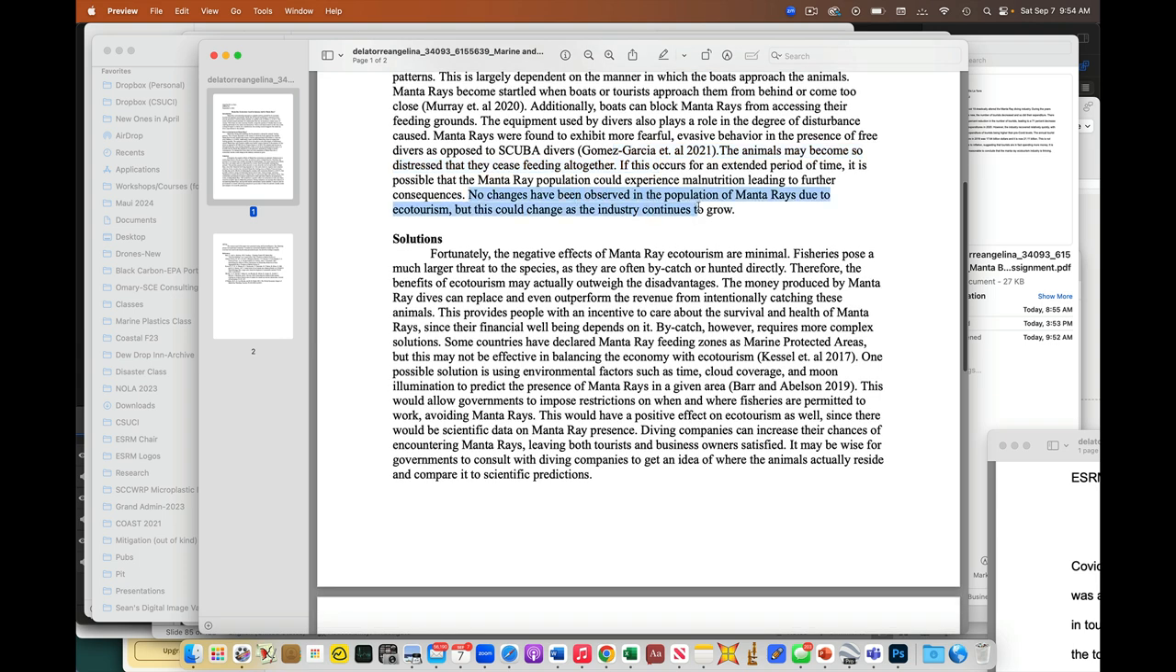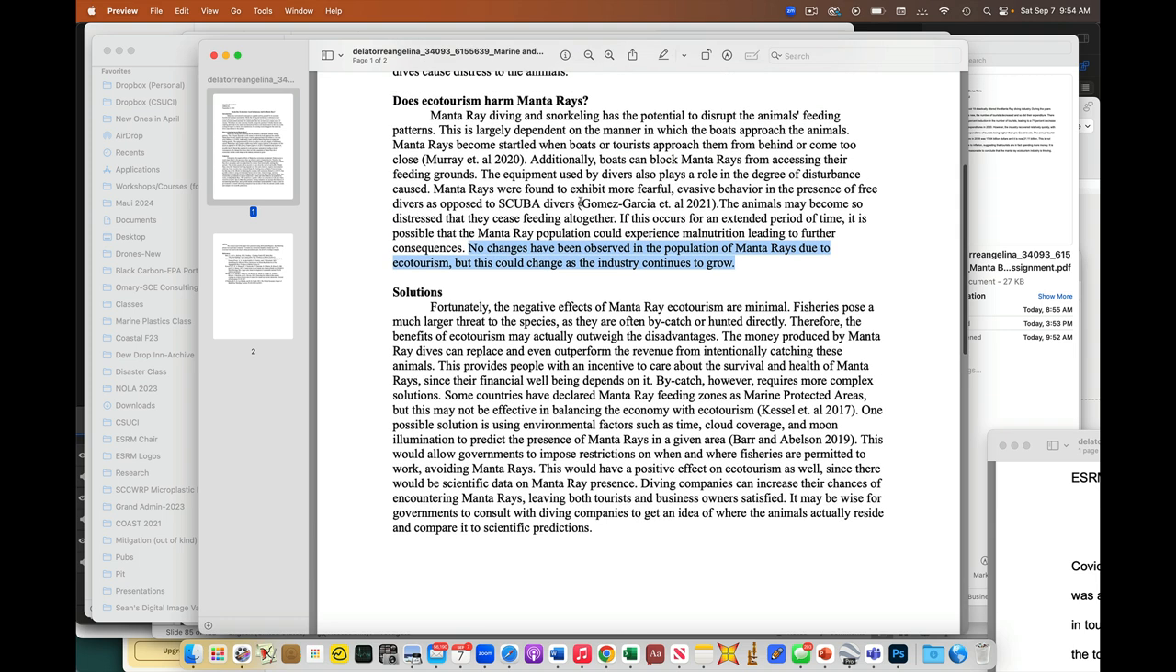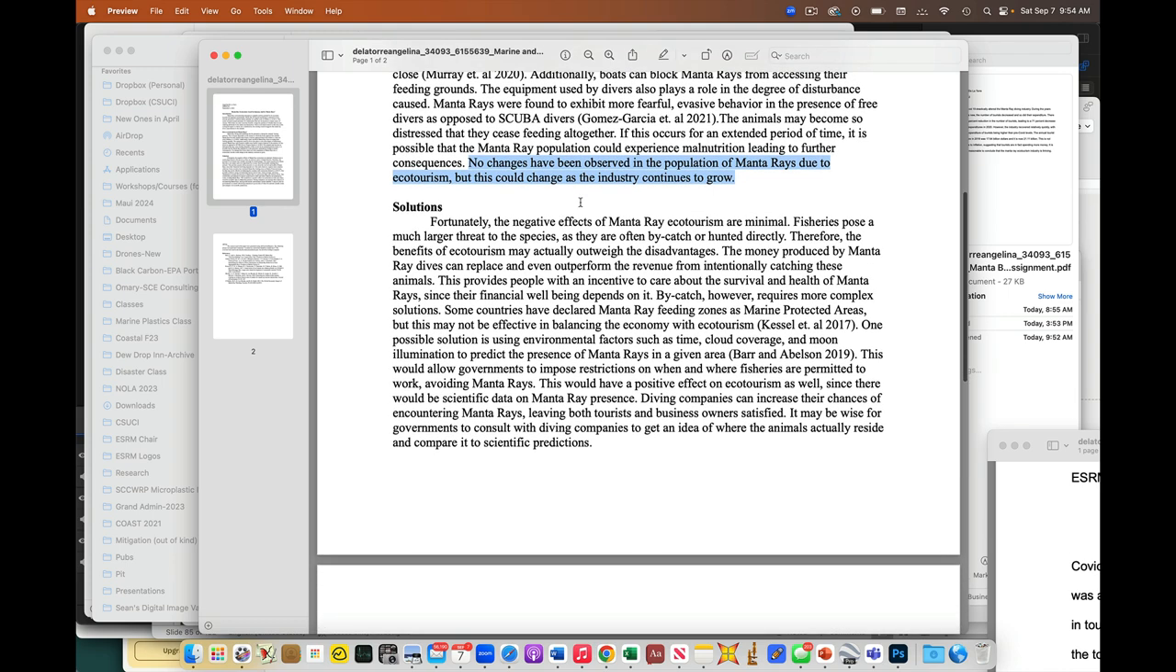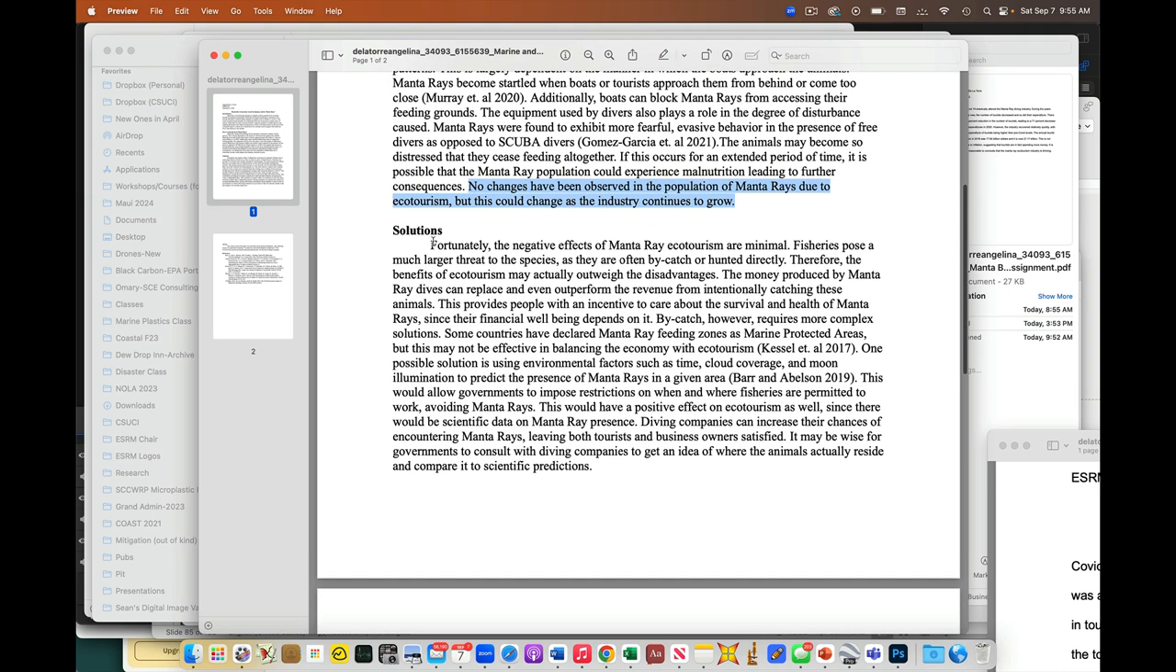Importantly, this looks like a key thing here, right? No changes have been observed in manta rays due to ecotourism, so that seems to be pretty key. Although maybe we need a reference to support this statement, to make that stronger. And then we go in here.